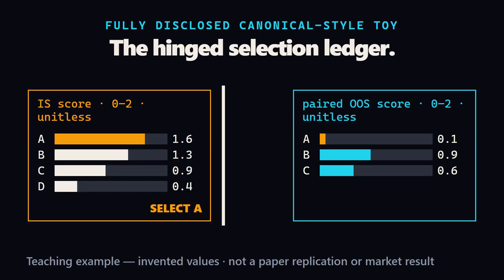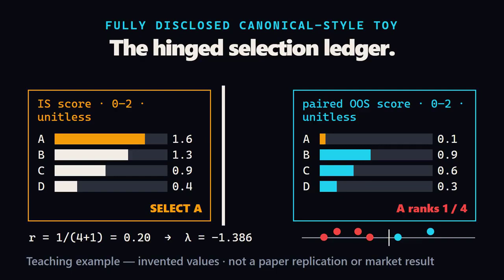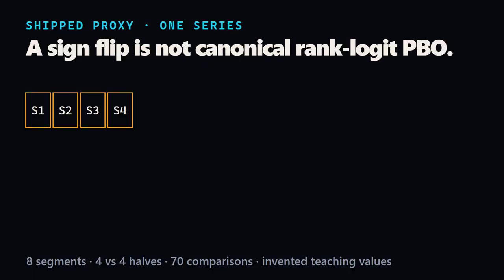Today's PBO-labelled route is narrower. 1 return series, 8 segments, 4 versus 4 halves, 70 comparisons. It counts an IS positive, OOS negative, Sharpe flip. Toy 2 of 7 equals 0.30, below a local less than 0.5 operator line. It is a temporal sign flip proxy, with no configuration selection, OOS ranks, or canonical rank logit statistic.